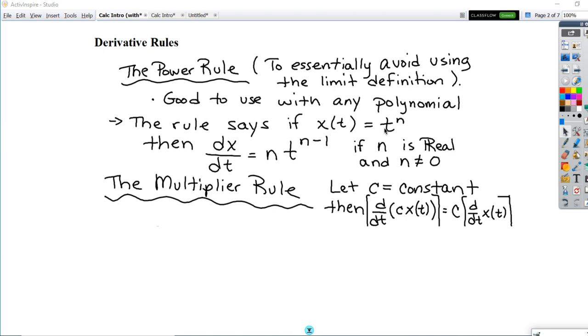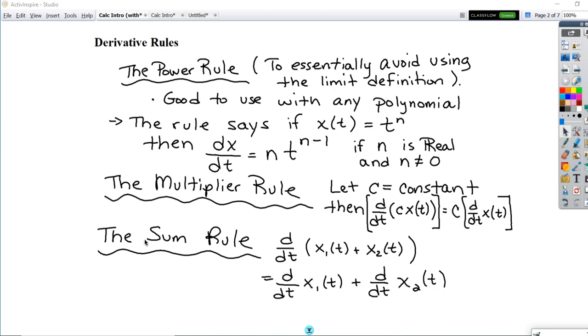So the derivative of c t to the n would be the same thing as our derivative here, but then we can just bring the constant along for the ride. So multiply that in later. So I'd put a c out front of here: c n t to the n minus 1. Alright, so that's a really simple rule. If you have a constant out front, the constant just tags along for the ride. You multiply it in after you've taken the derivative of the actual function.